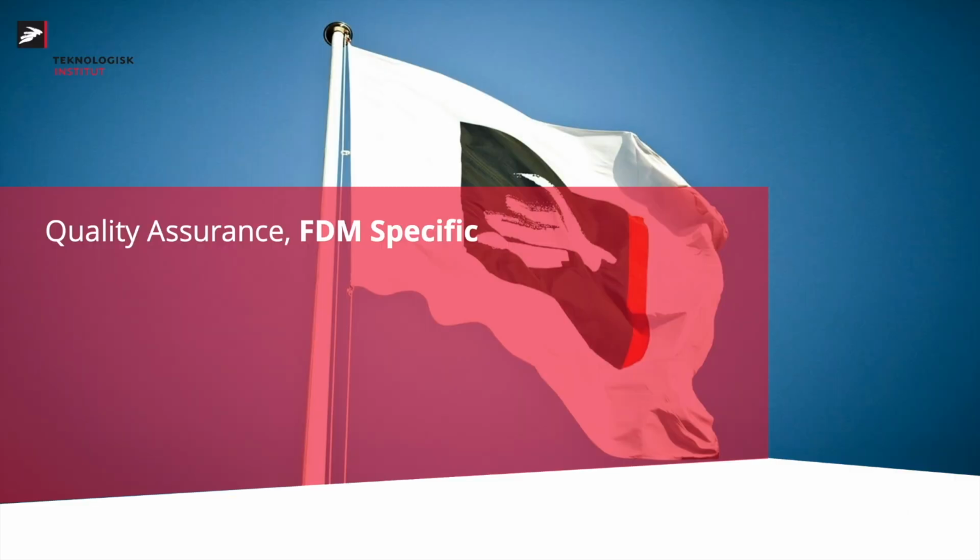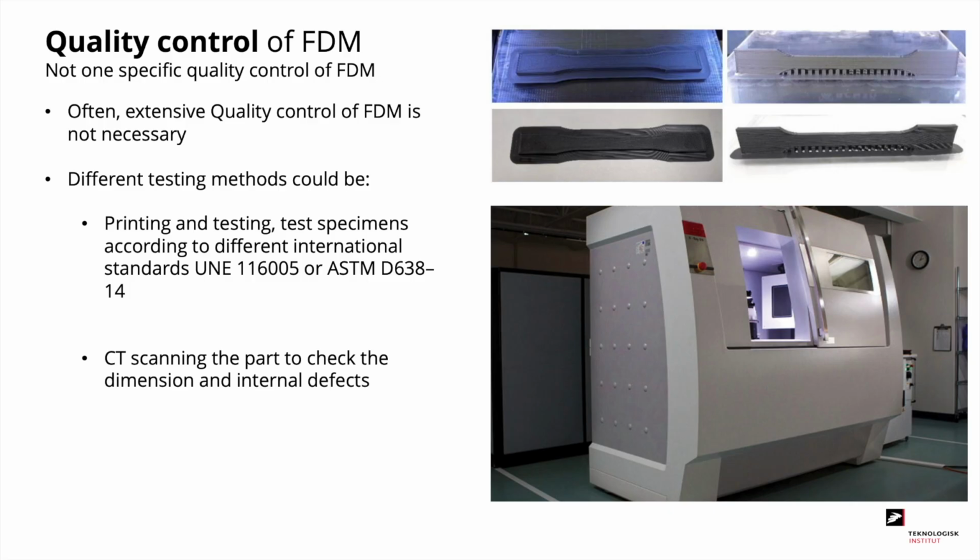Now we will look at quality assurance for FDM. For FDM printing, there are no specific quality control standards, and often extensive quality control is actually not needed because it's only used for prototyping. If, however, you need to do testing, you can do this by printing test specimens in accordance with international standards. You can also use CT scanning of the part to check dimensions and look for internal defects.